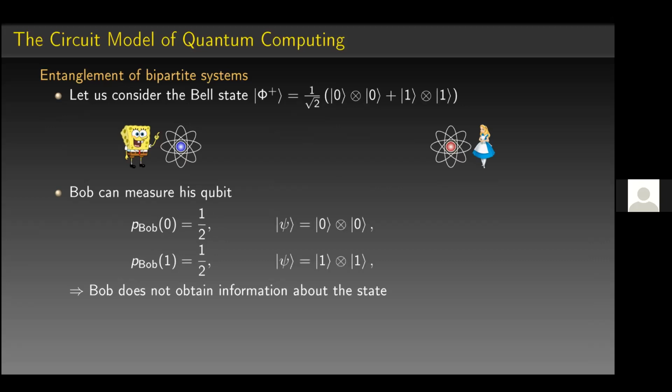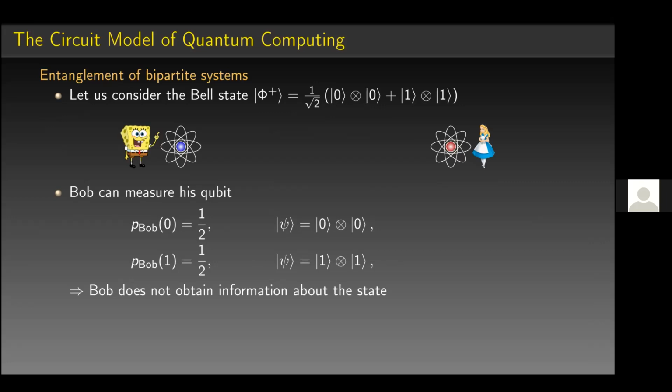And since the measurement collapses the wave function, like the qubit of Bob, onto the basis states, the resulting wave function after measurement will look like this. So if Bob has measured a 0, the resulting wave function after measurement is just |00>. And if Bob would have measured a 1, the resulting wave function is just |11>.